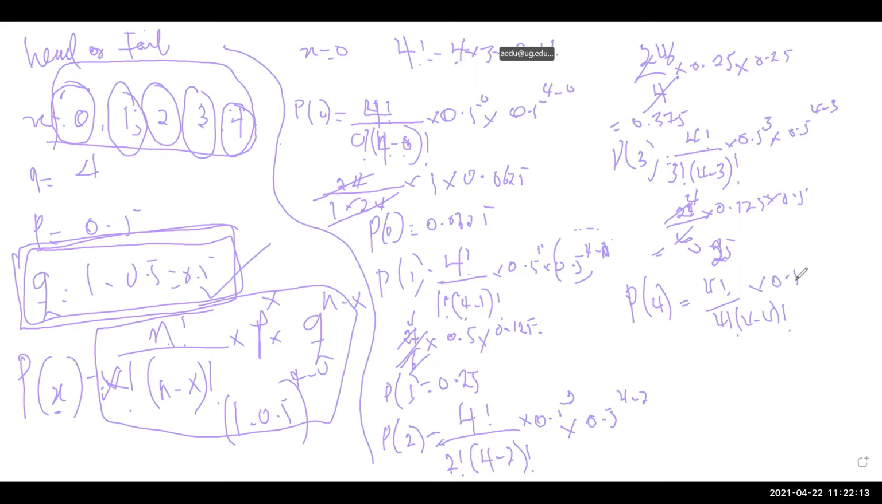Okay, so then the last one, 4 factorial divided by 4 factorial times 4 minus 4 factorial, times 0.5 to the power 4, and 4 minus 4 should give you 0. You should have 1, for this eventually will be 0 factorial. 24 divided by 24. 0.0625 times 0.5. This will give you one, this will be zero. So you should have 0.0625.